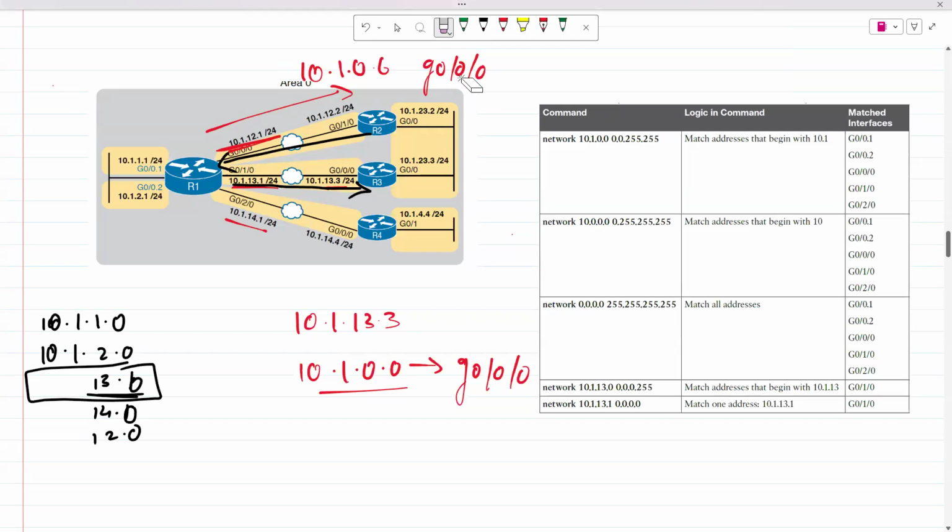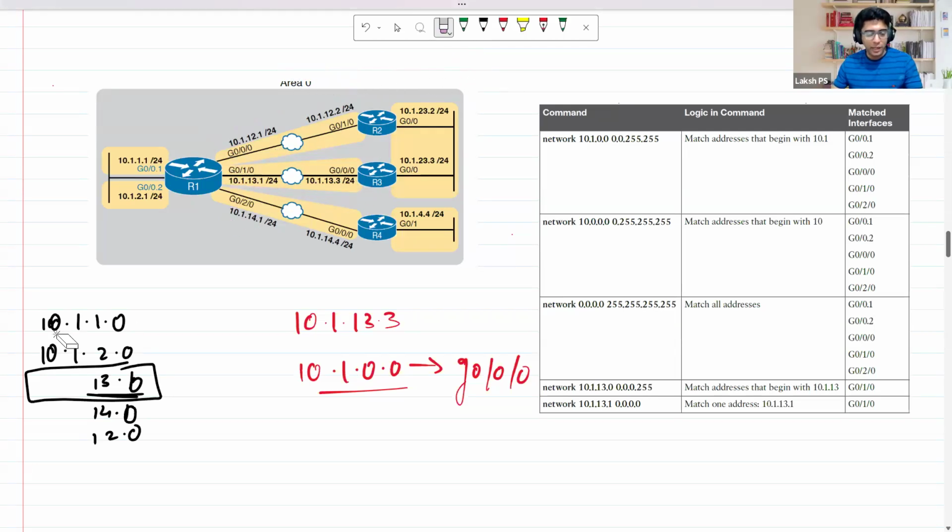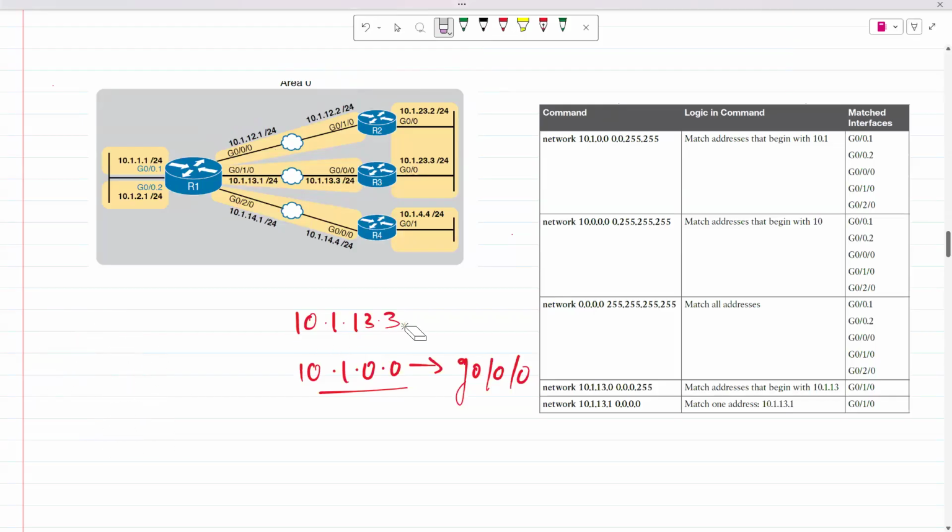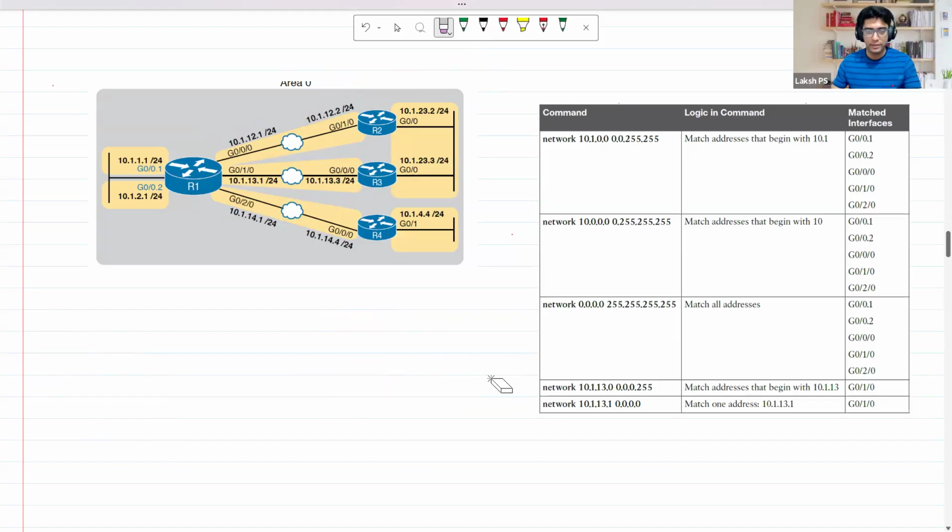To understand this better, you'll have to revisit this lab recording, and also revisit the static routing lab. In static routing, we understood that the moment I configure an IP address on this interface, R1 will automatically know about the 10.1.13 network, correct?